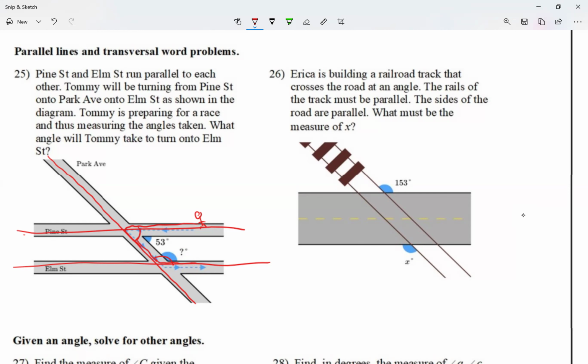Here, I see an example of same side interior. And I know for same side interior, I add the two angles. So 53 plus x is equal to 180. To solve for x, because remember, this question mark, I call it x, because we learn in algebra, when we don't know the value of something, we replace it with a letter. It was usually x or y. So I've got to solve for x.